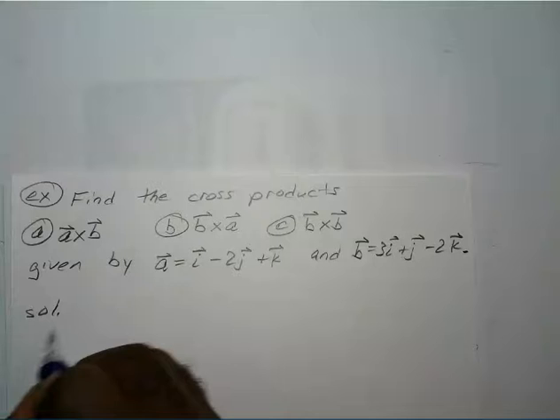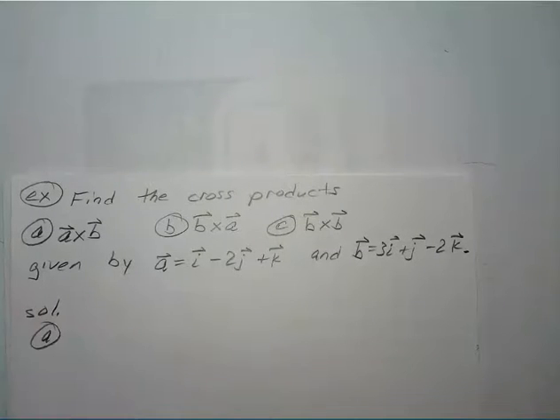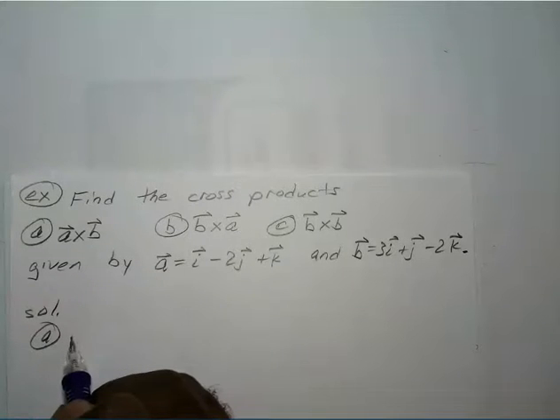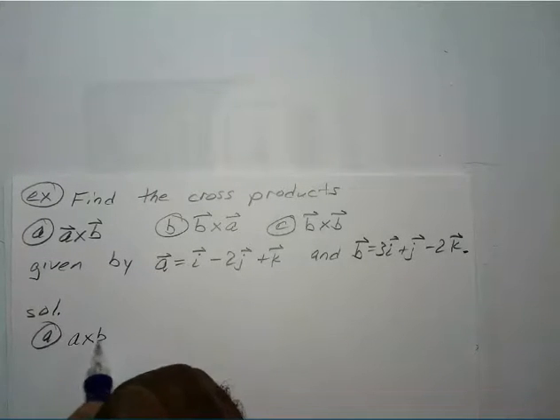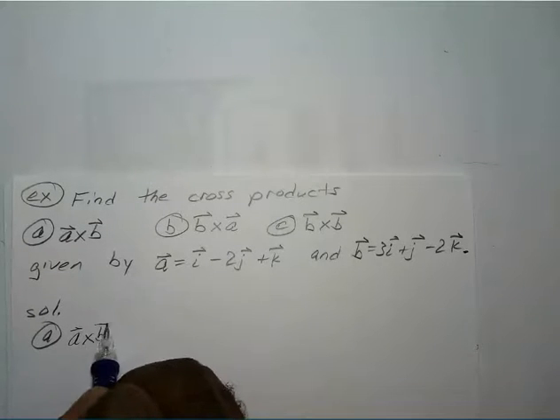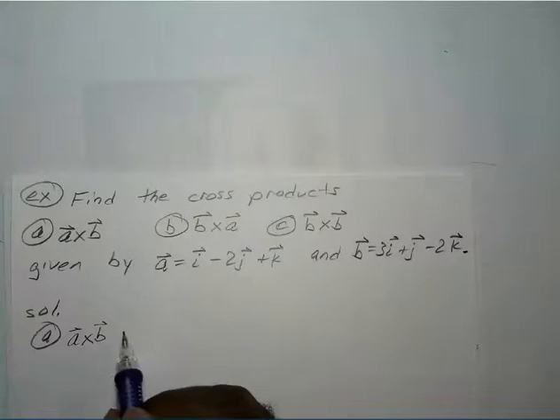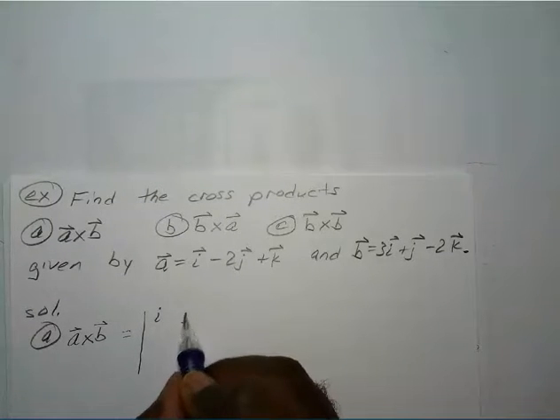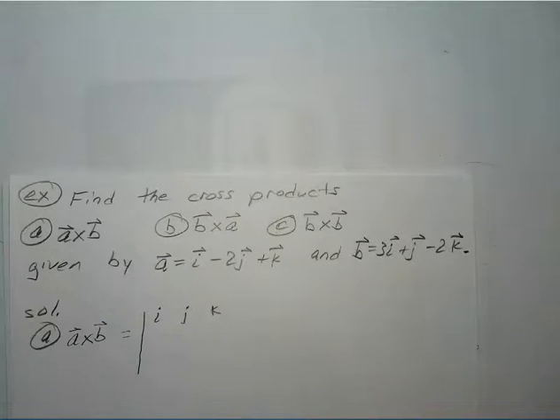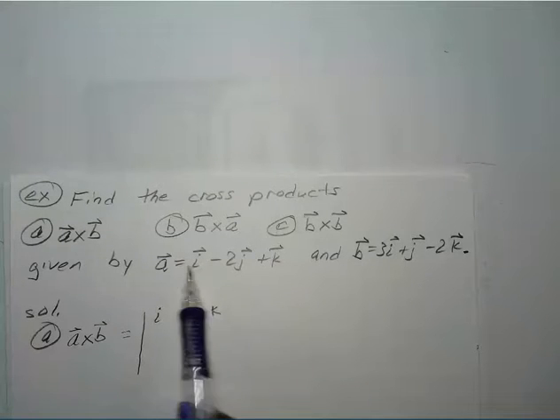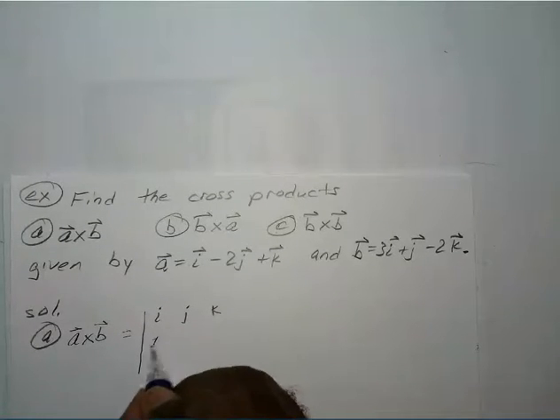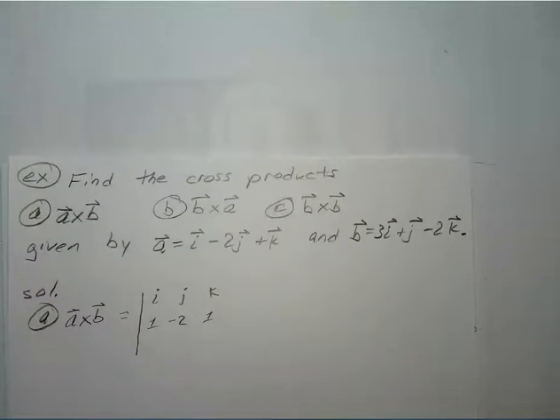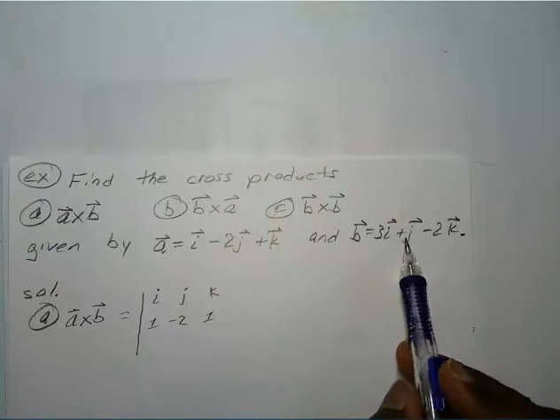Okay, so for problem A, we have the cross product of our A and B vector. So we have our I, J, and K. Remember, you want all of the components of A on your second row. So we have 1, -2, and 1. And the components of B in our third row, which is 3, 1, -2.